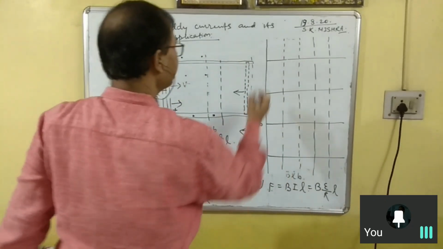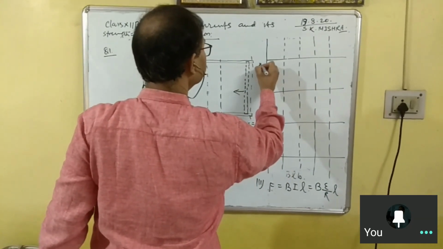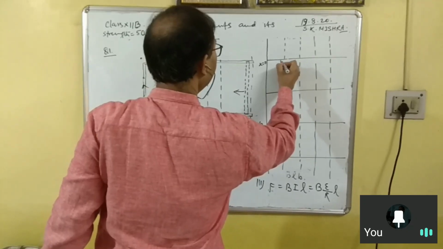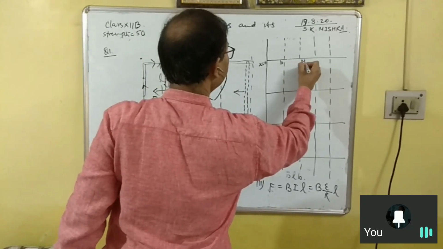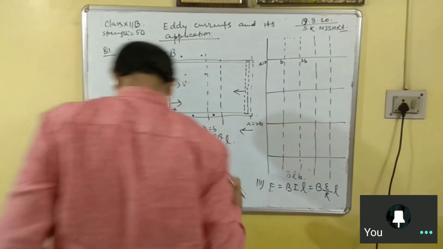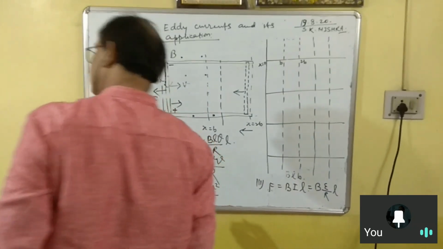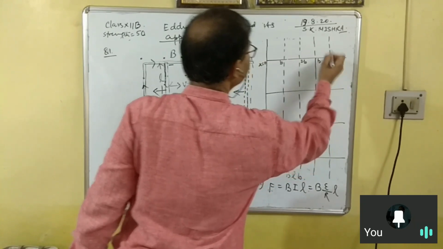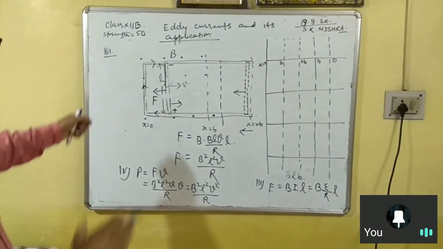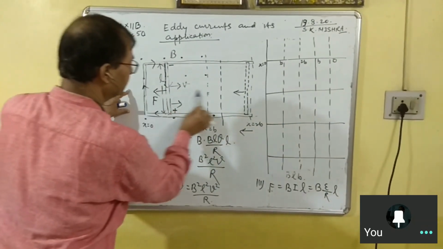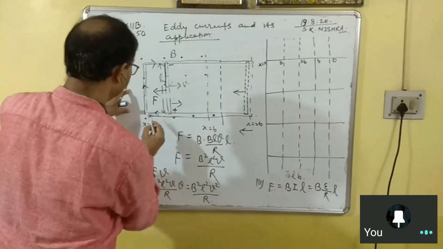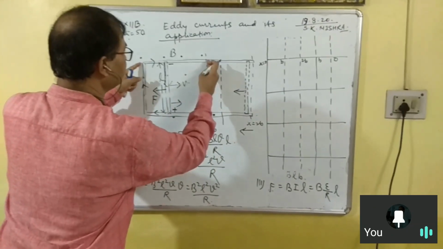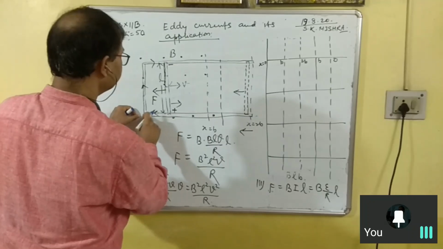So this is x = 0, then B, then B, then 0, finally 0. Yeah, x = 0, B, up to this B. The magnetic field is extended up to this portion only. Okay, so this is B.